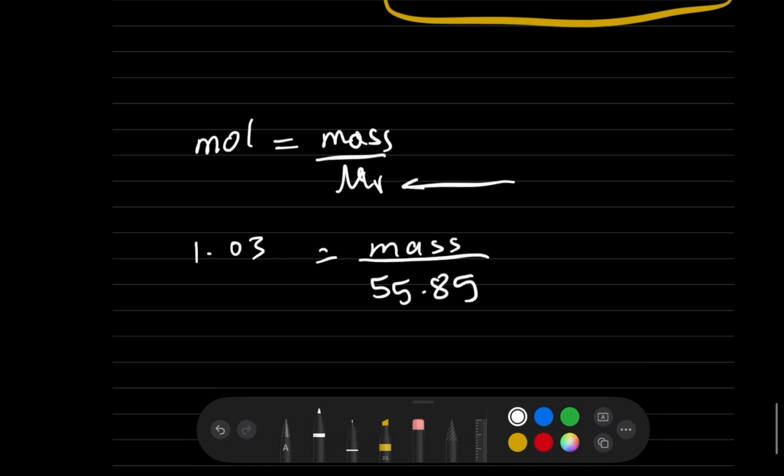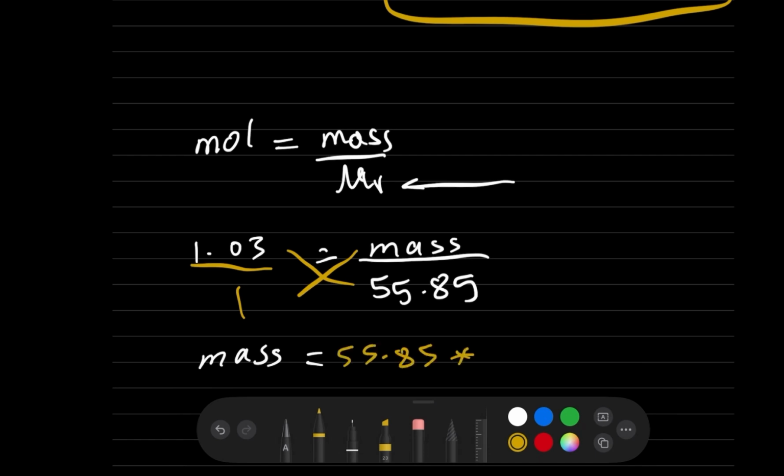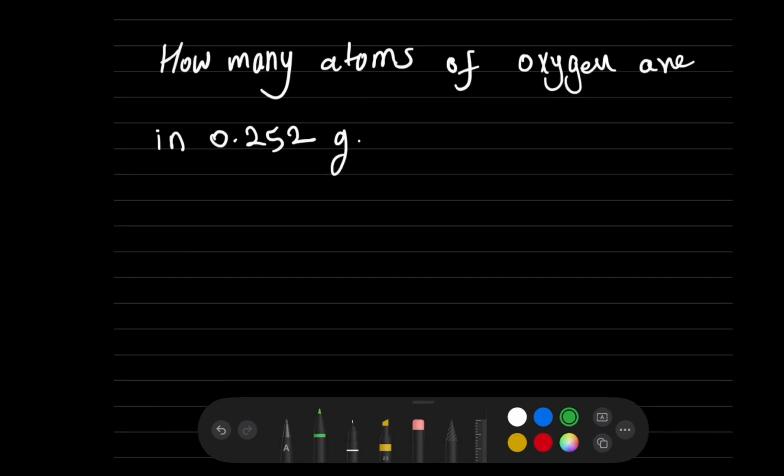55.85. And then the mass is equal to, we just make a cross multiplication in here, as we can see, multiply them together, and then the mass is equal to 55.85 times 1.03, and then how many grams we have of iron? 57.52 grams of iron.